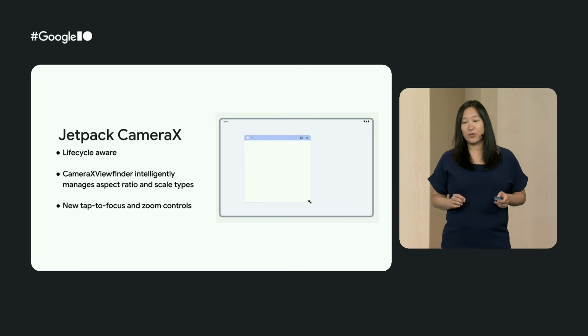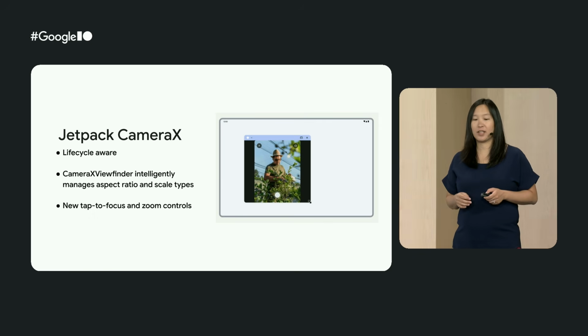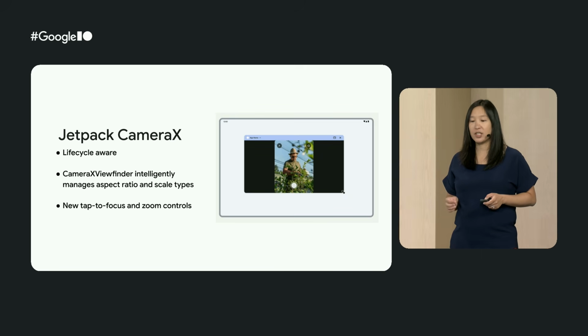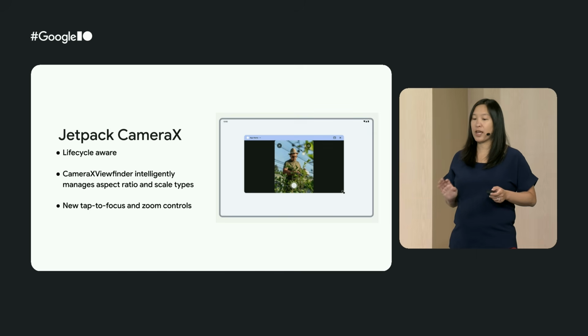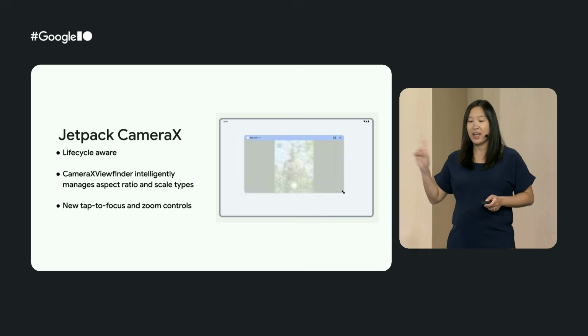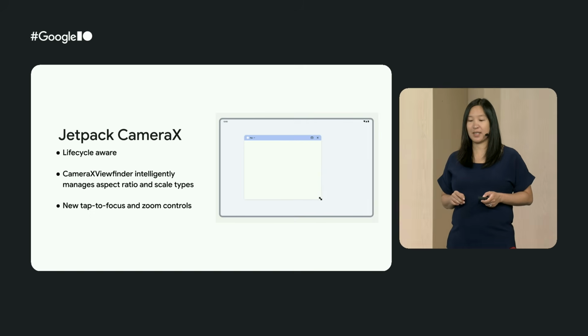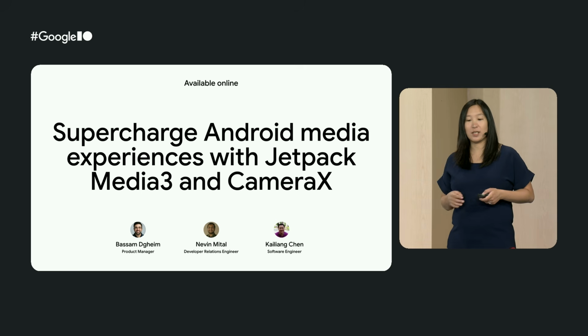The CameraX viewfinder component is built specifically for adaptive apps, automatically handling the calculations for sensor orientation, device rotation, and aspect ratio. This ensures your camera preview looks correct. And if you're wondering about implementation, just hold that thought. In a few moments, we'll show you how we're making it simple to migrate to CameraX. You can learn more about CameraX and some of the new APIs in this recorded talk.